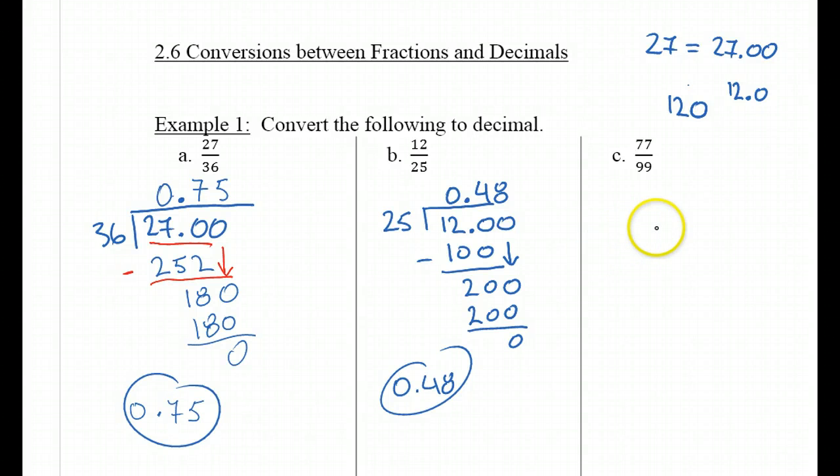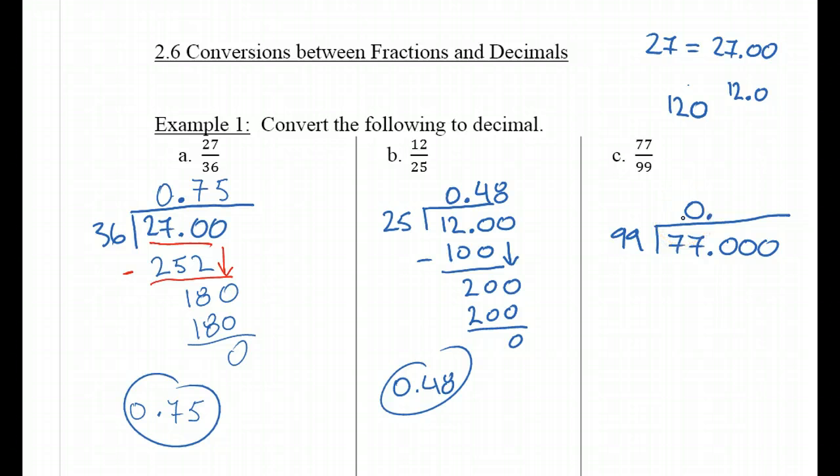What do we have here? 77 divided by 99. And again, I have the same problem. 99 is bigger than 77, so I'm going to use my zeros over here. You can put as many as you like. You might not need to use all of them, but it doesn't matter. You can do them now or later. All right, here we go.